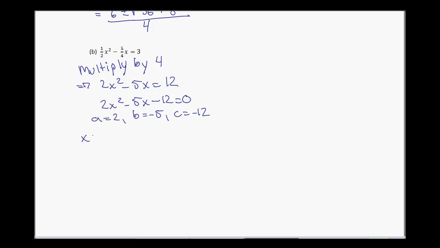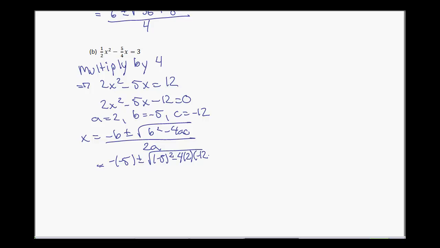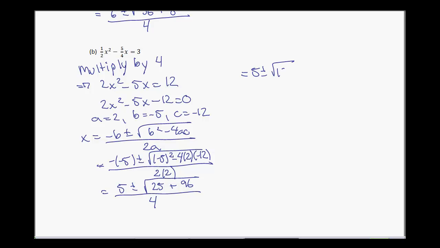So let's go ahead and use our quadratic formula here: negative b plus or minus the square root of b squared minus 4ac, all divided by 2a. Plugging in, we get negative times negative 5 plus or minus the square root of negative 5 squared minus 4 times 2 times negative 12, all divided by 2 times 2. Then we get 5 plus or minus the square root of 25 plus 96, all divided by 4. Simplifying, we get 5 plus or minus the square root of 121, all divided by 4.